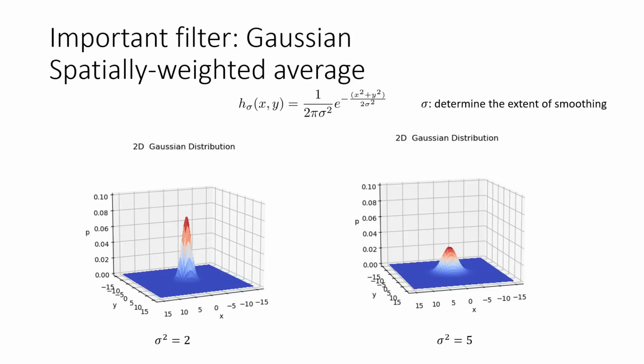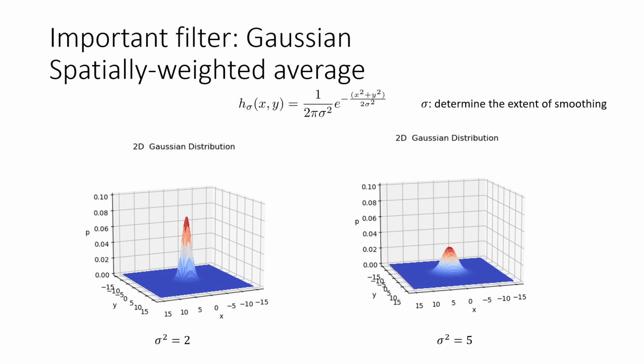All right, so let's talk about a very important filter. It means the Gaussian filter. This is the mathematical expression of the Gaussian filter, and this is an important parameter called sigma squared. If sigma squared is small, say this one, then the distribution is highly concentrated at the central region.